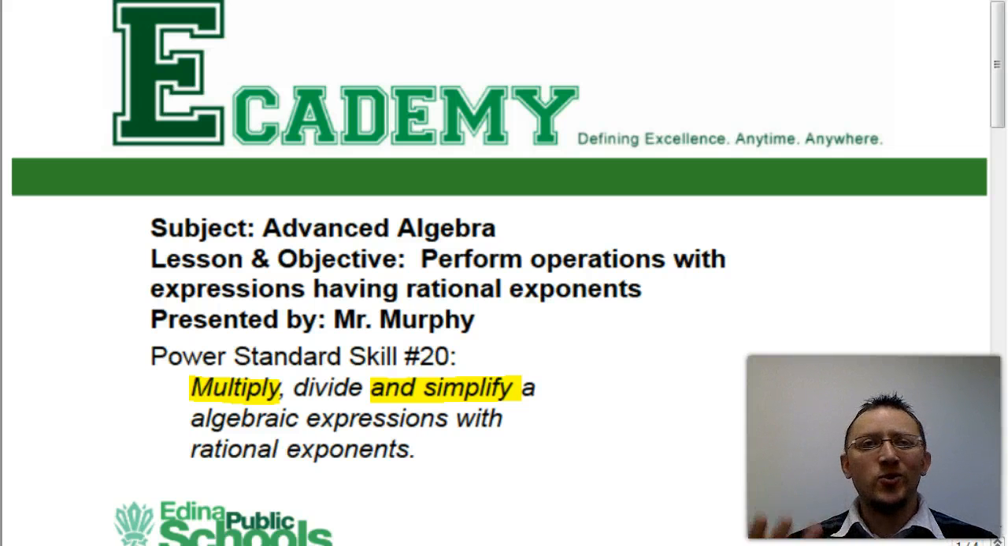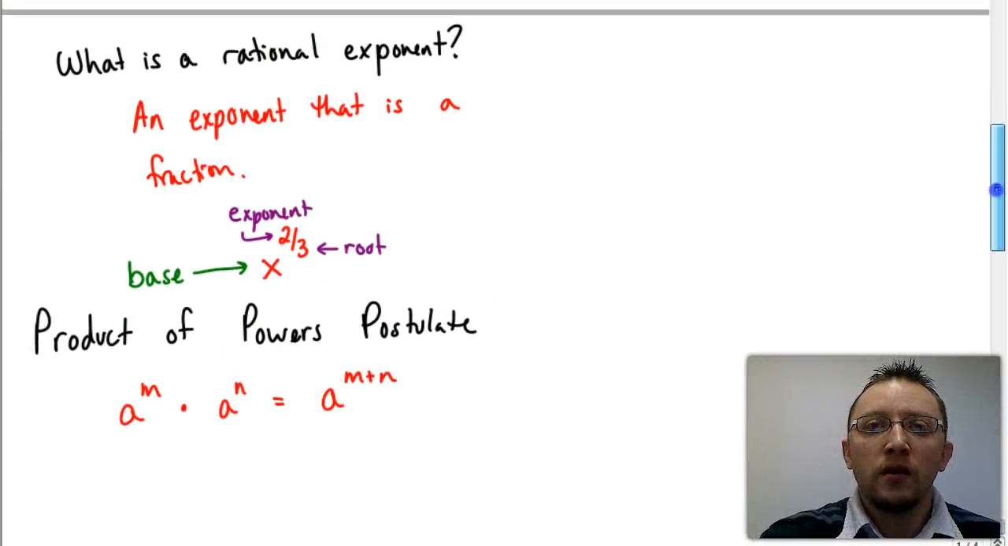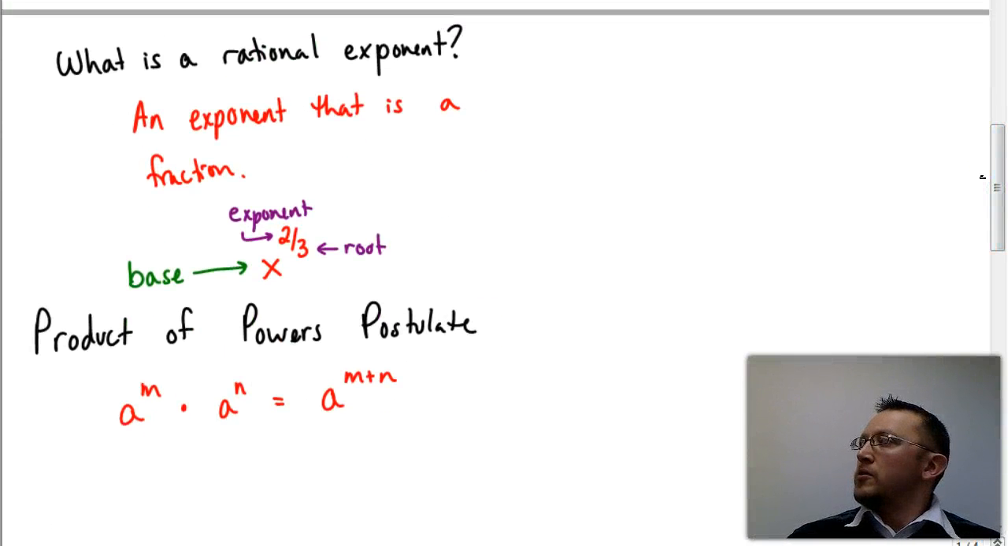But since this whole skill is all about dealing with rational exponents, it'd probably be a good idea to understand what a rational exponent is. So let's start there. We can see here that a rational exponent is where we have an exponent that is actually a fraction. Now, that fraction obviously has two parts. It has a numerator and a denominator.